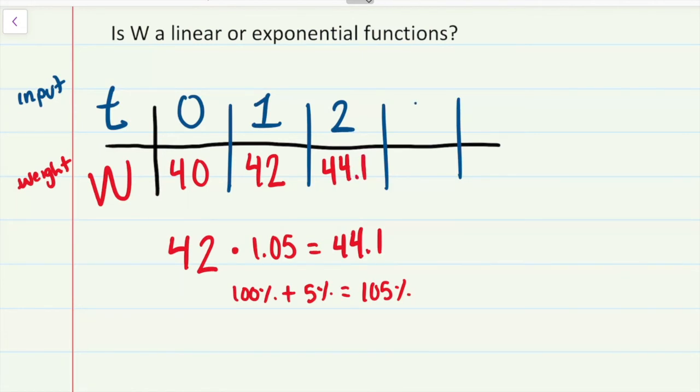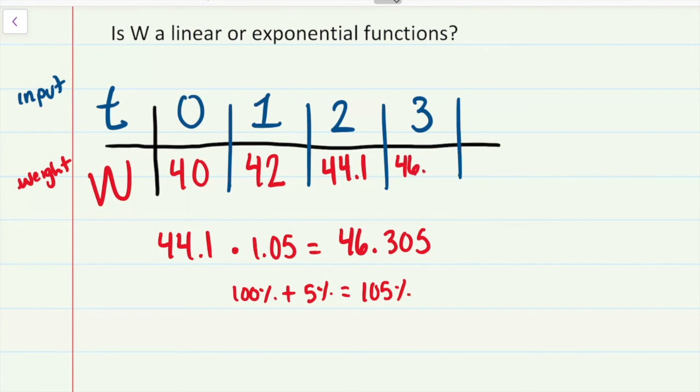But you're going to see what happens as more time passes. Now this is 44.1 times 1.05, same amount, same percent increase. 44.1 times 1.05, we actually get 46.305. Or in other words, if we were to round to the nearest second decimal, 46.31 kilograms. So there's not a pattern of plus 2 here.